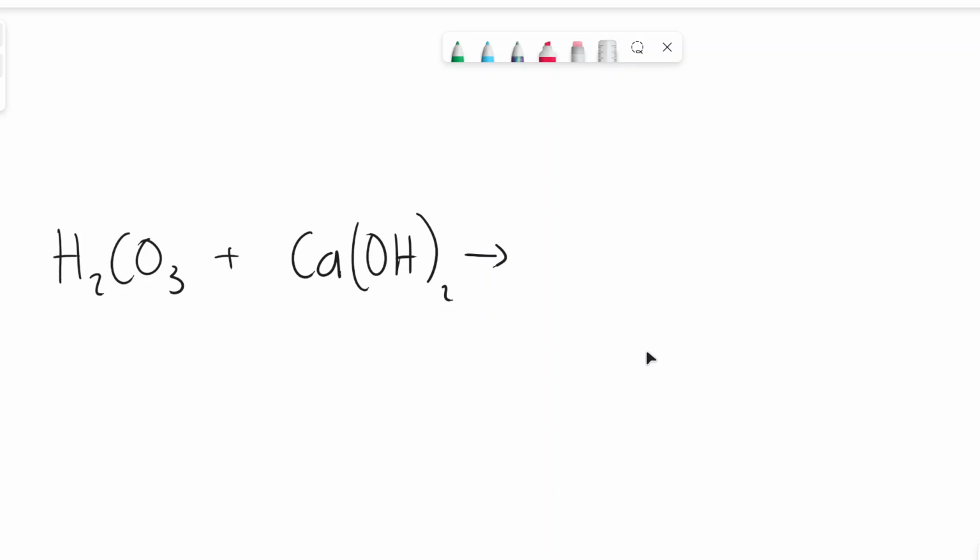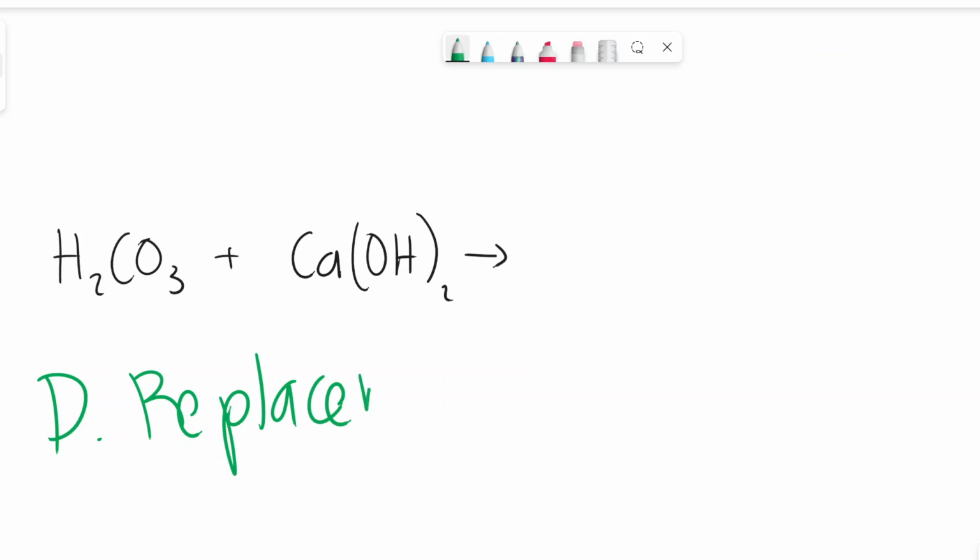The first step to finding out the products is to realize what type of chemical reaction this is. In our example here, this would be a double replacement, because the cations in both molecules will replace each other. So the hydrogen here will replace the calcium here, and this will then yield new products. We're going to switch the cations and make our new products.